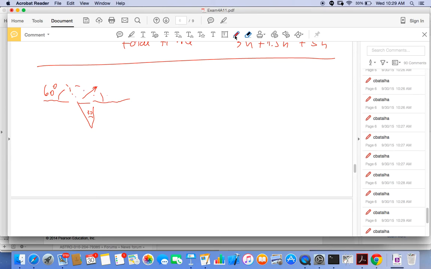76, so this angle is 76. So 76 plus 60 is 136, so to 180 is 44. So then you have all your angles you need. And then you have another one like that, right?